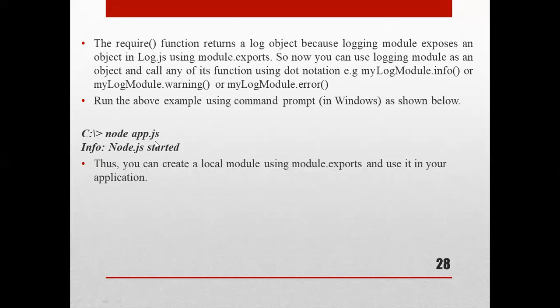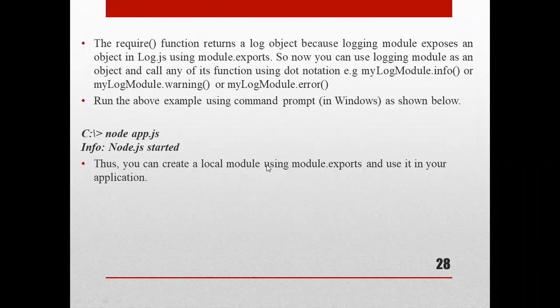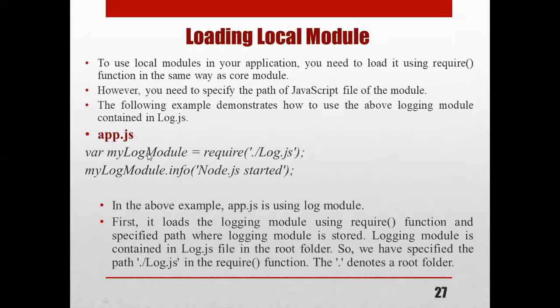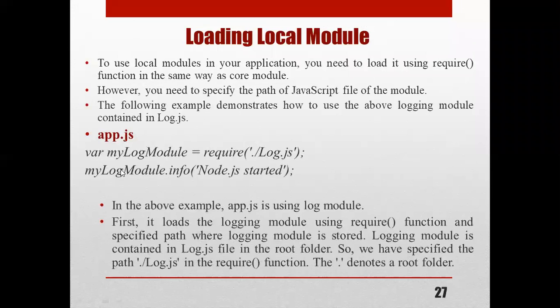After running this code, we can run this app.js file. In app.js we have included this log.js file. After running app.js it will print info node.js started, because in this information function we have written console.log to print the message. So with this object and using this info function we are going to print this node.js started message.